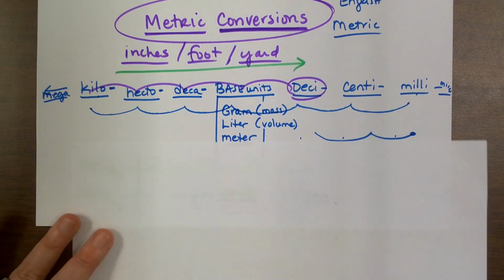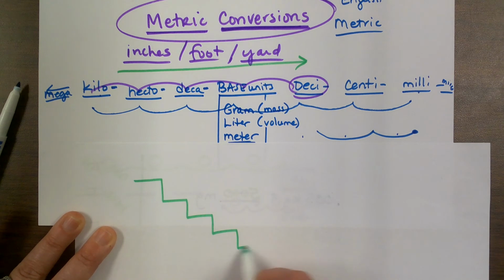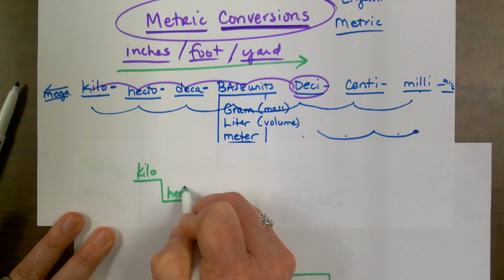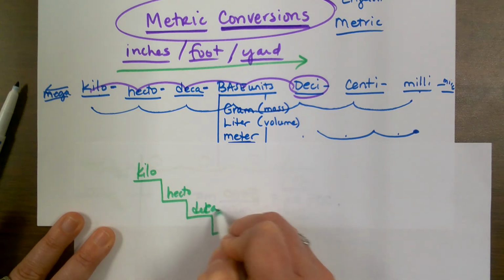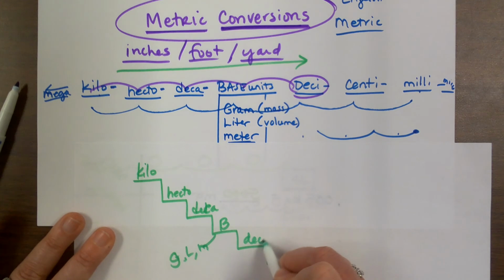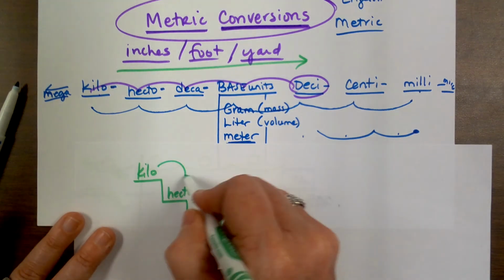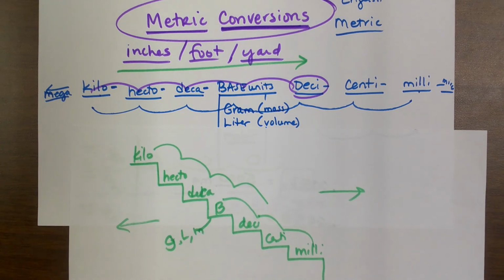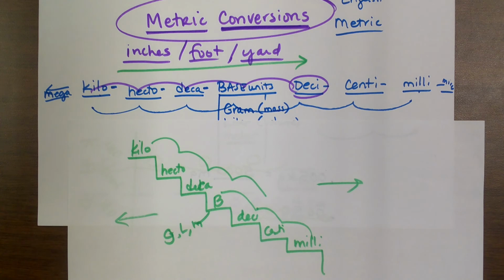Some people will teach this process with steps. So they have kilo, hecto, deca, and then your base, which is gram, liter, or meter. And then you have deci, centi, and milli. And they just have you go up the steps, your decimal goes to the left, or down the steps, your decimal goes to the right. Okay, all of these processes work, but the main thing is you have to know the pattern and you have to know where a decimal is.